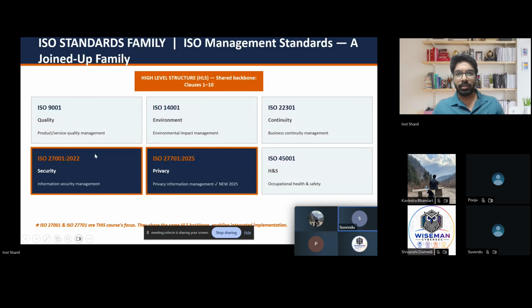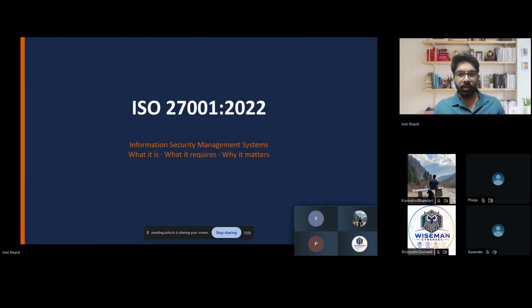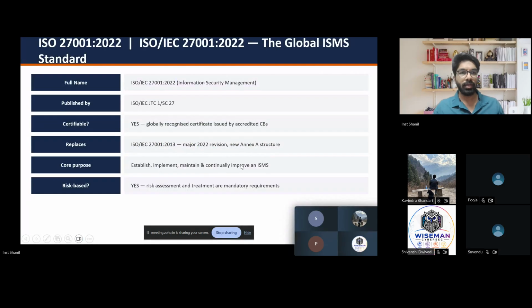This is the ISO standard family: 9001, 14001, 22301. We'll be focusing in this lecture on 27001 and 27701, security and privacy. Now we'll enter into the information security management systems: what it is, what it requires, why it matters, and things like that. This is a repeated slide, I believe.